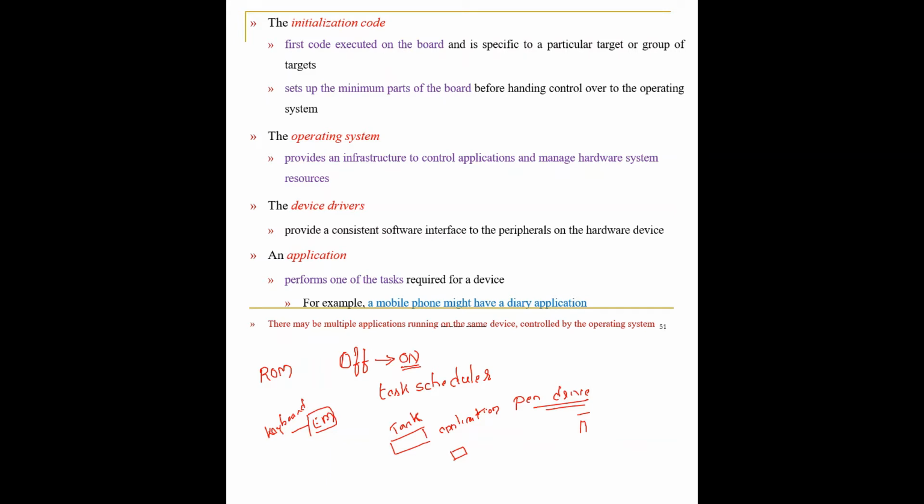But remember, these device drivers and applications can work efficiently only if there is an operating system. Without an operating system, neither the device drivers nor the application codes can run. So as soon as you turn on the system, it is the initialization code. After the initialization code is run, it is the operating system. Once the operating system is run, you can connect any of the hardware devices, or make any of the applications run in the system. That is what is given here.